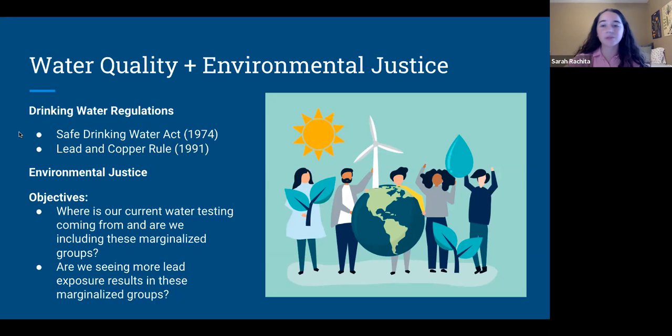And so obviously we still are finding lead in drinking water. There's still a lot of lead pipe infrastructure. So this rule is in act, but it's not really upheld very well. And then environmental justice in general is the unfair exposure of environmental burdens on poor and marginalized groups. So it's looking at how our environmental degradation is really affecting those marginalized communities.